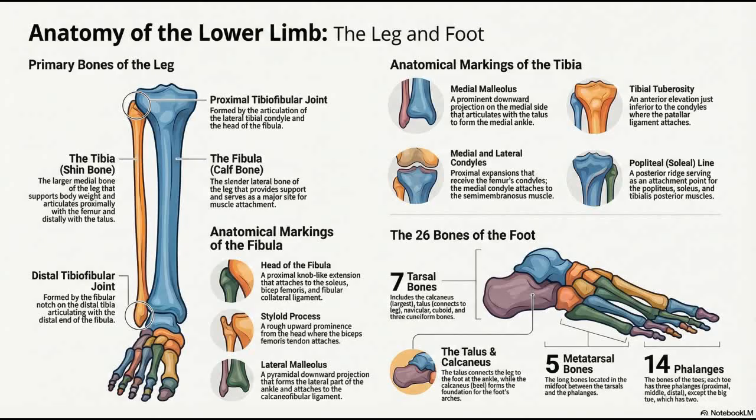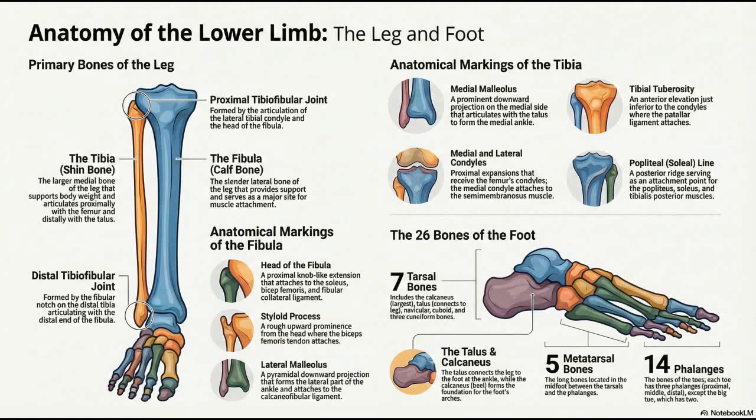Okay, let's move down the shaft of the tibia. This is the part we mostly identify as the shin. And looking at the cross-section in the notes, it's not round. It's triangular. Correct. It has 3 surfaces and 3 borders. And this shape explains a lot about the common injuries we see.